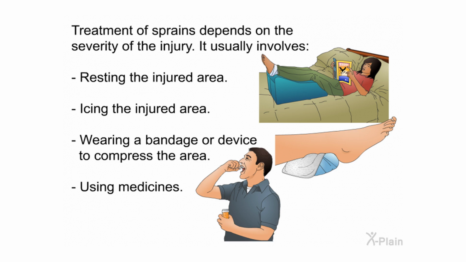Treatment of sprains depends on the severity of the injury. It usually involves resting the injured area, icing the injured area, wearing a bandage or device to compress the area, and using medicines.